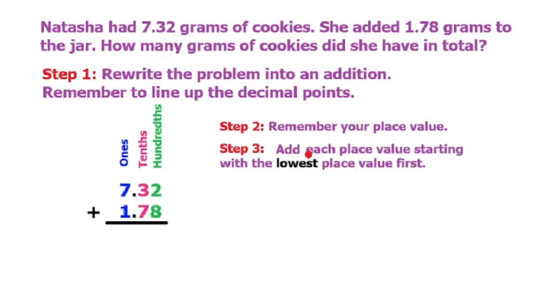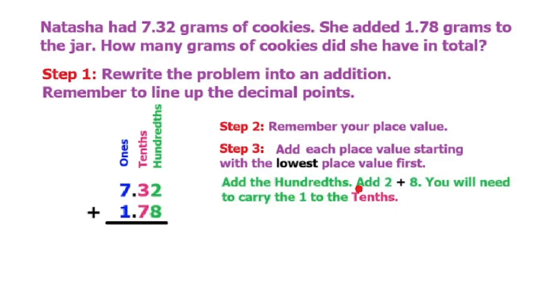So add each place value starting with the lowest place value first. So you start with this one, you add it, and then you move to the next one, and so on, till you're done. Okay, so let's start with the hundredths. Add the hundredths. Add 2 plus 8. You will need to carry the 1 to the tenths because 2 plus 8 is 10. So you put the 0 here and you put the 1 from the 10 over here.